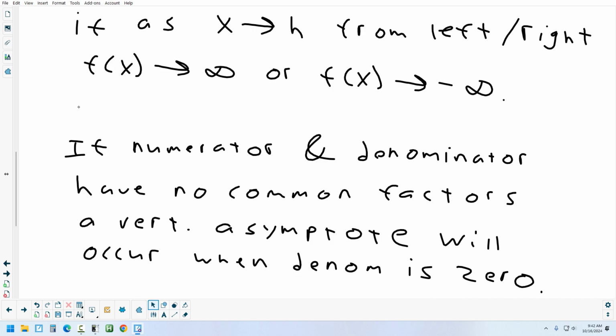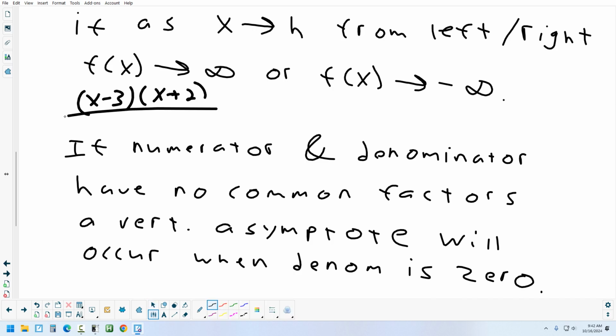If I graph something like this, yes, 3 causes an undefined value, but it would not be a vertical asymptote in this case because there's a common factor. Does anybody remember what happens on the graph when you have a common factor at the number that causes you to divide by 0? It's something you almost can't see on the graph, but we talked about it. Doesn't it become discontinuous? There is a discontinuity. Vertical asymptotes are also a discontinuity. They're just a very obvious one. This one is not obvious when you draw it.